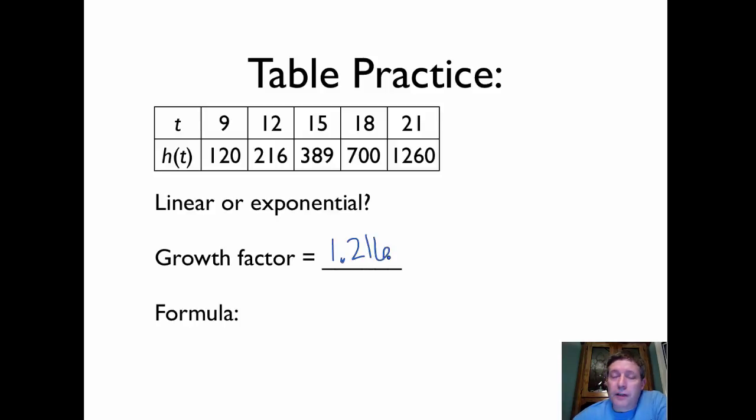All right, I kind of erased everything because it was getting a little clogged up. You can always rewind and pick up on the work there if it went a little fast. All right, so the formula then is going to be h of t equals, we don't know a yet, but we know the growth factor. We just figured out it's 1.216 to the t.